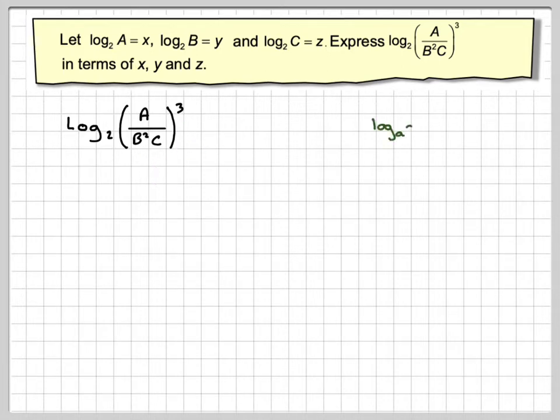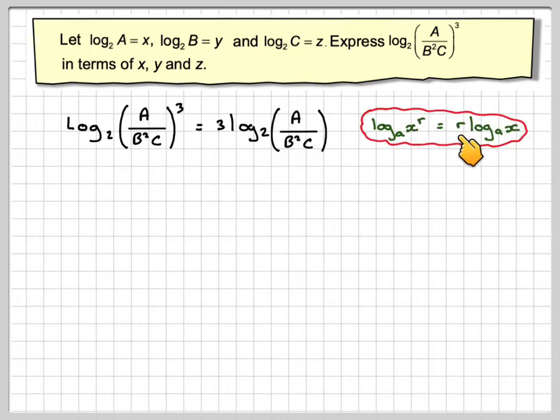If we use this rule of logarithms, which is log to the base a of x to the power r is equal to r log to the base a of x, that means we can bring that 3 and put it down in front. So we get 3 log to the base 2 of a divided by b squared c.